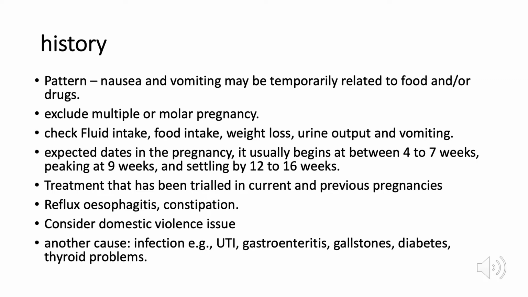In history, we check if the patient has had any problems before pregnancy, like reflux esophagitis or peptic ulcer disease. Smoking status is also important for us. It's very important that we ask about domestic violence issues. In medical history, we also check if the patient has taken any medication or has an allergy to any kind of medication.